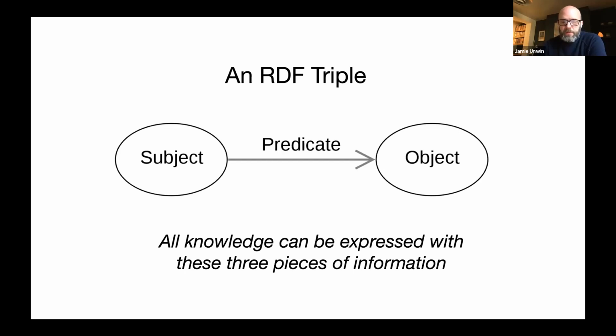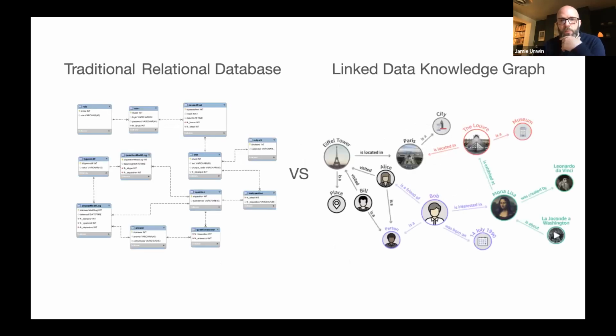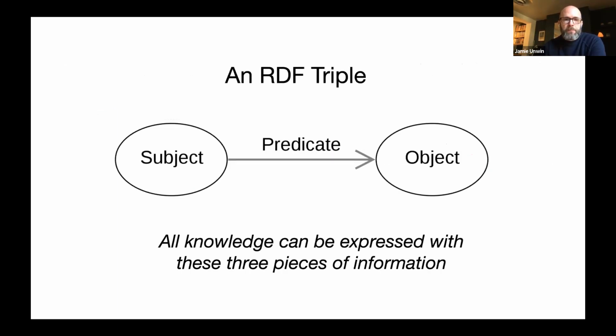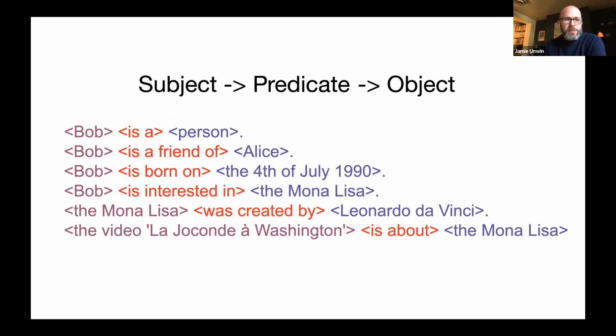So if you're coming back to there, these are all just one thing connecting to another. Everything there is three pieces of information. So you can see why that linked data approach becomes really powerful in terms of expressing knowledge, hence the term knowledge graph.